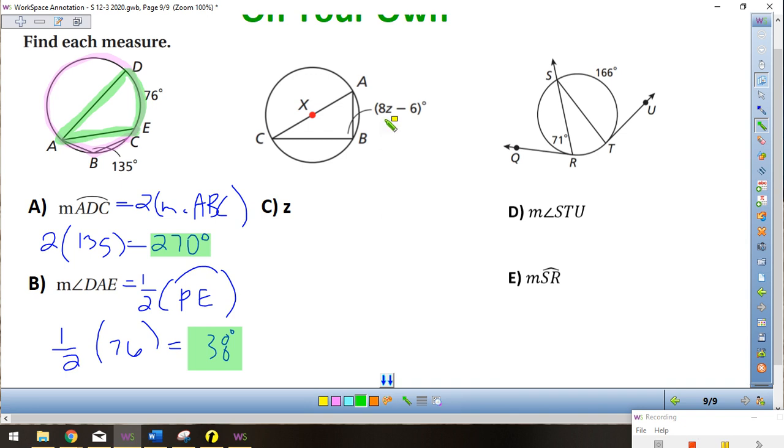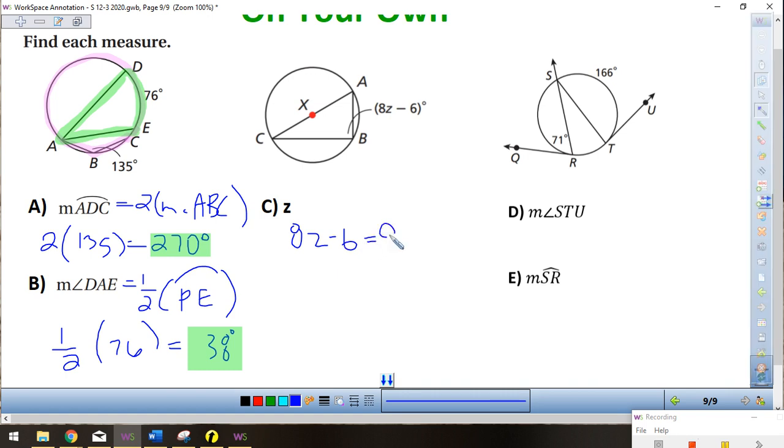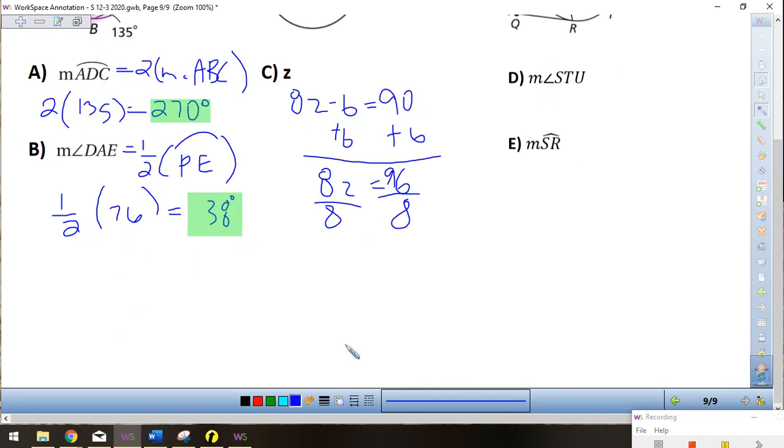All right, moving on. They want us to find the value of z. So I can tell that this angle has its endpoints on the diameter, which means this angle is equal to 90 degrees. So to solve for z, you just set this equal to 90 degrees. So 8z minus 6 equal to 90. Add your 6 over. So you get 8z is equal to 96. And then you divide by 8. And you're going to get that z is equal to 12. And there you go.